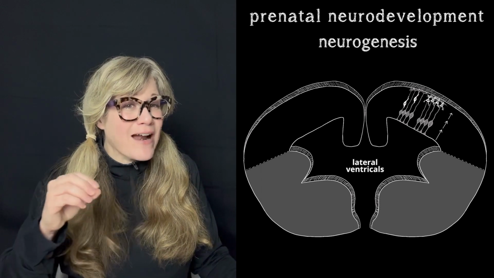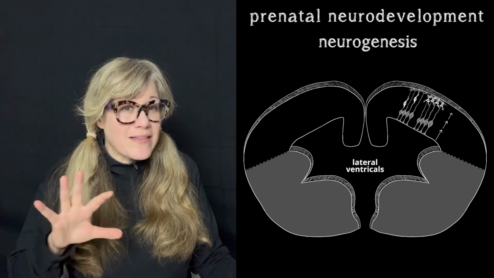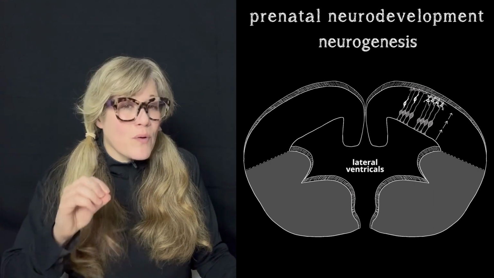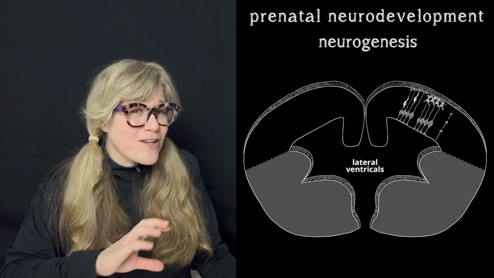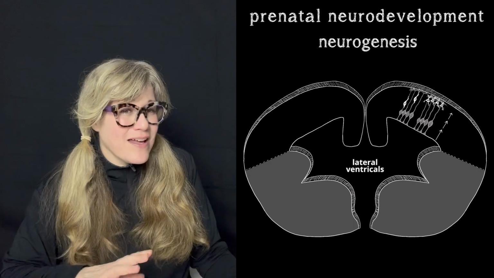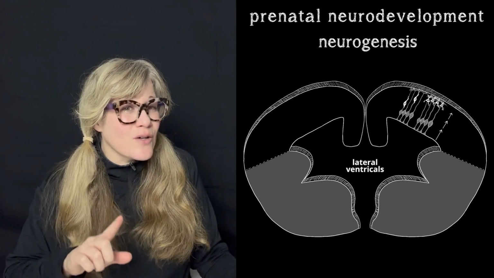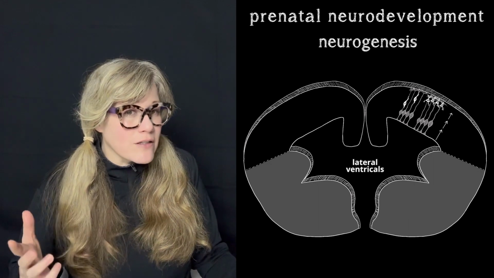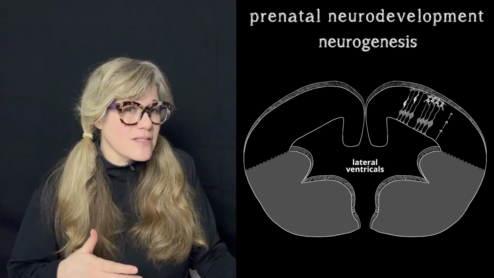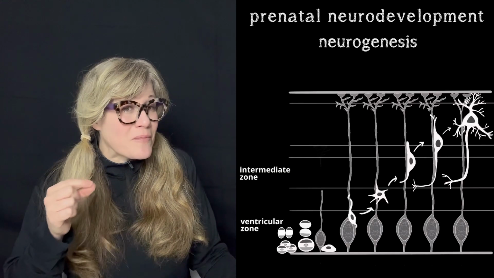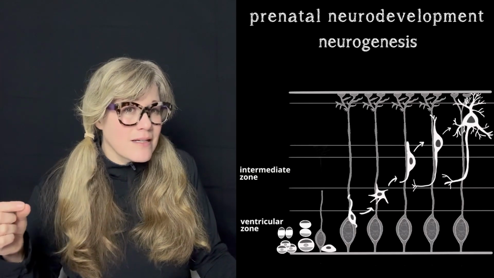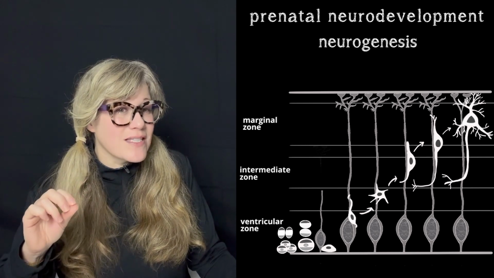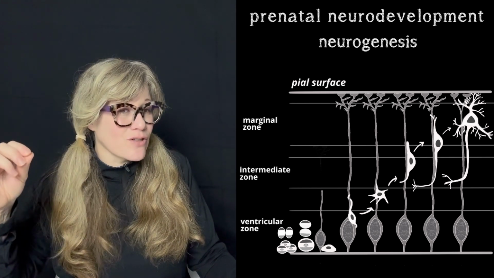Okay, so we have our embryonic telencephalon with its baby lateral ventricles and the ventricular zone, where the radial glia progenitors are revved up and ready to go. That is the layer of cells closest to the lateral ventricles. Makes sense, right? Ventricular zone above the ventricles. The next layer is the intermediate zone, and it's in the middle, and then the marginal zone is at the top. As a point of reference, we'll call that the pial surface.